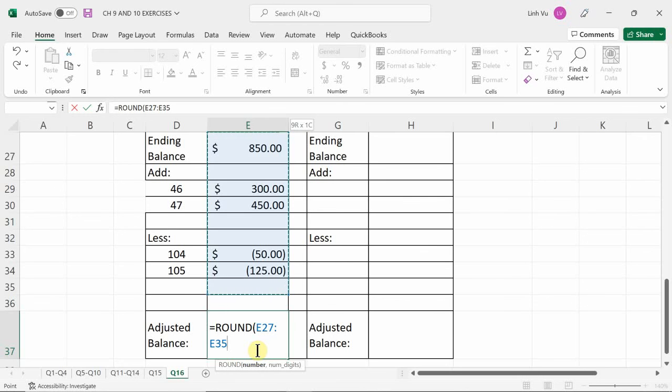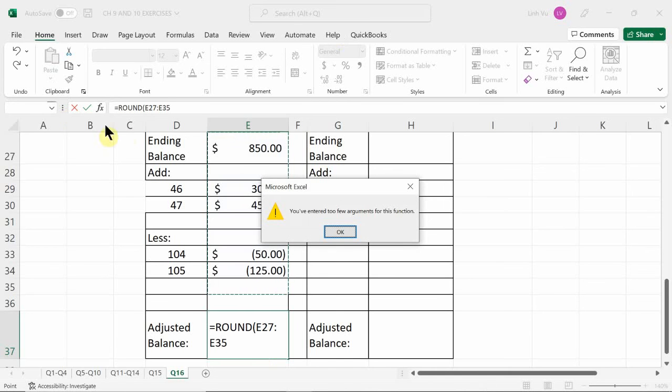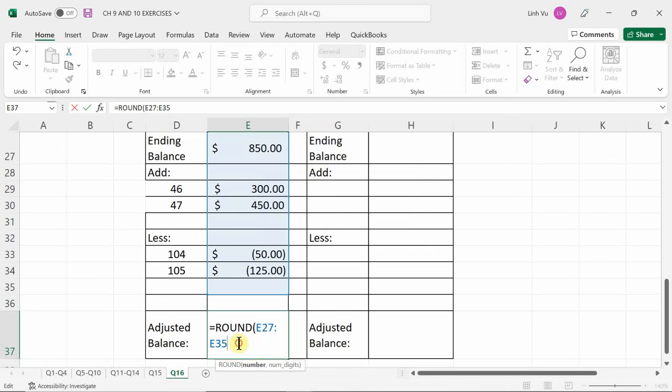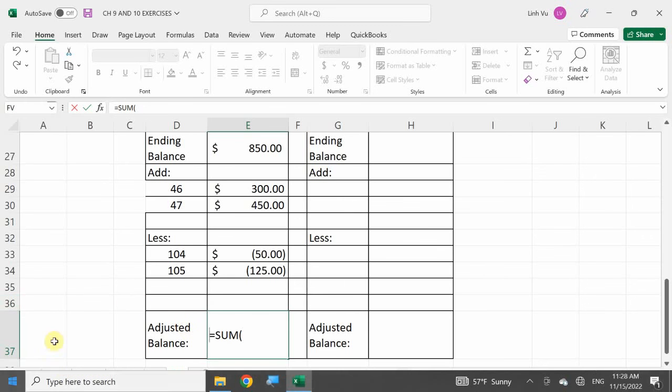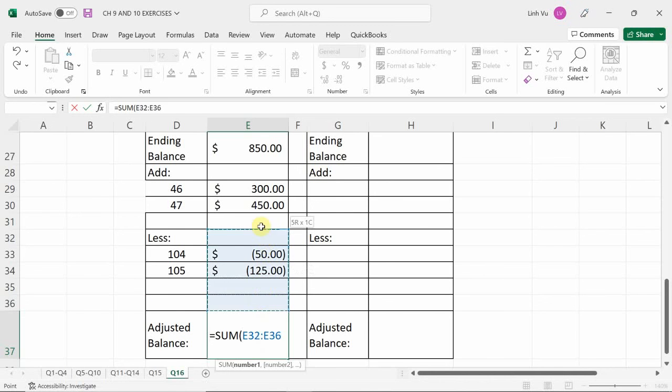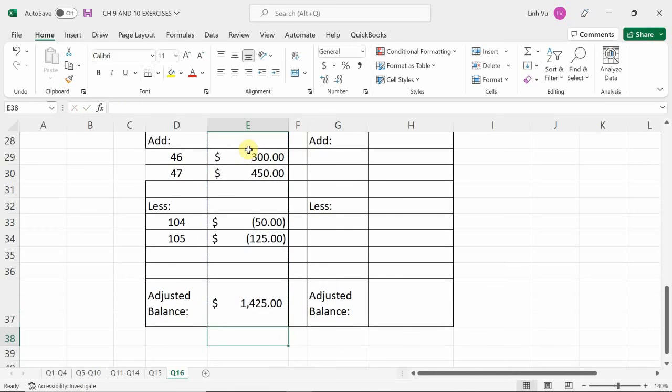850 plus 750 will give you 1,600 minus 175 will give you, oh, I put in the wrong formula. It should be equal sum, my bad. Equal sum should give you 1425, right?